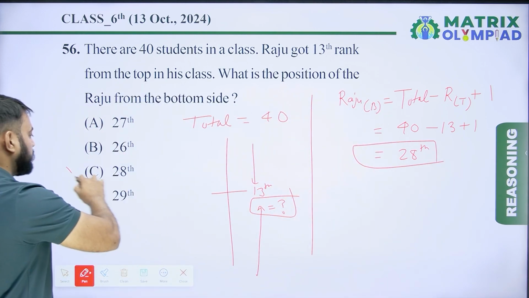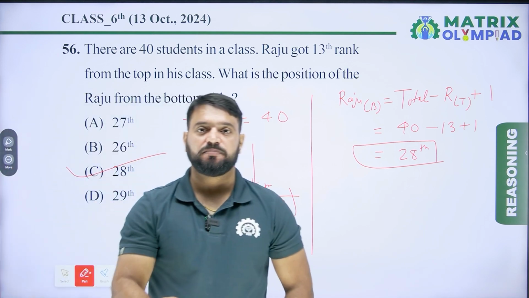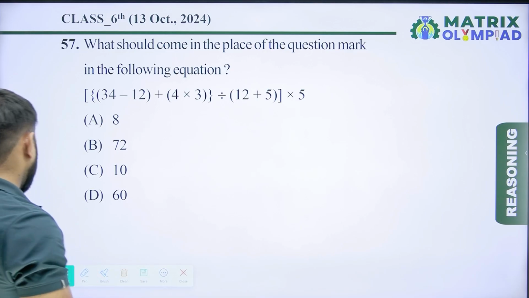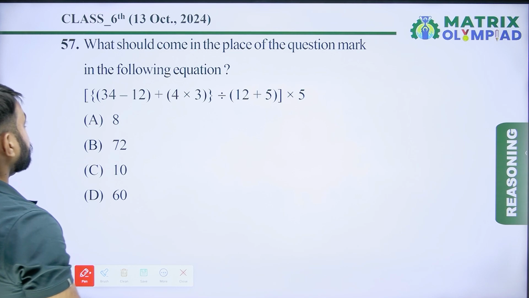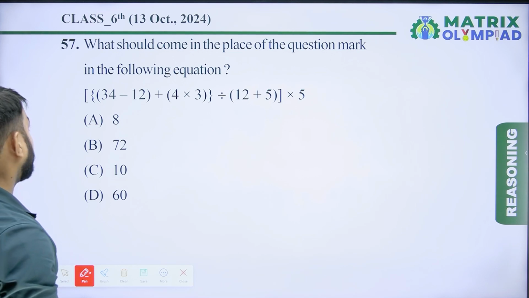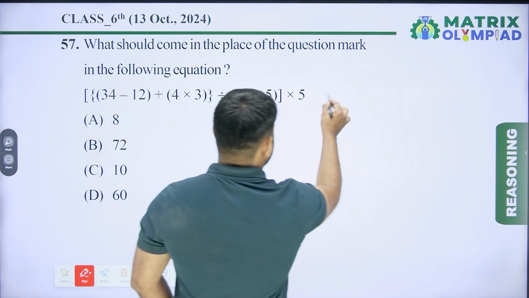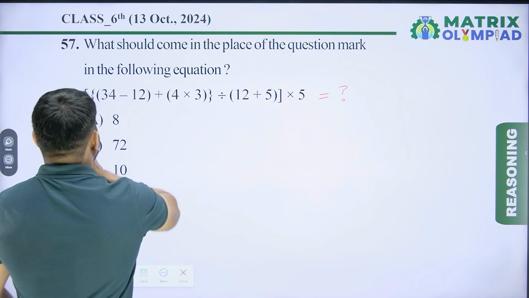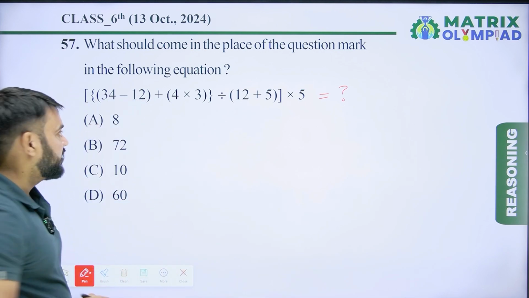So now here option C is the correct answer of this question. So now next question is question number 57. What should come in the place of question mark in the following question? So find the value of given equation. So first using BODMAS rule in this equation.